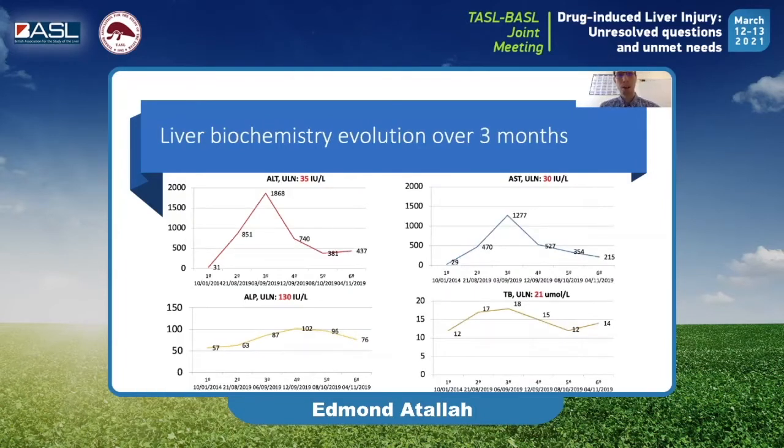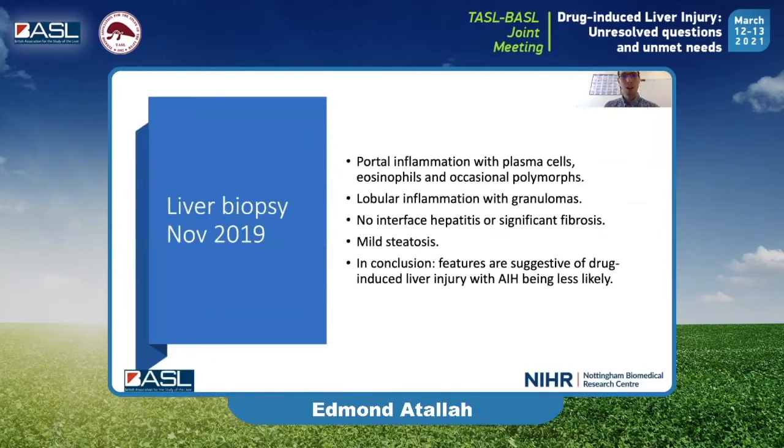Following up her liver biochemistry, as you could see, her ALT has improved dramatically. However, it has plateaued. Her ALT and AST are both over 5 times the upper limit of normal, and her alkaline phosphatase and bilirubin remained within normal limits. So that prompted us to request a liver biopsy, which showed some portal inflammation with plasma cells, eosinophils, and neutrophils, in addition to lobular inflammation and granuloma formation.